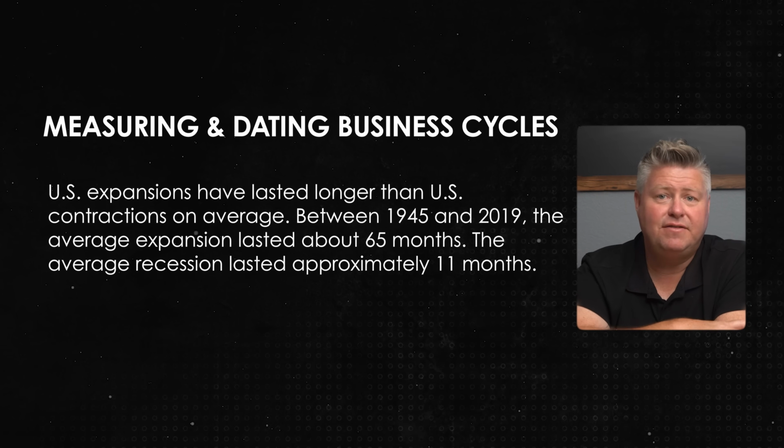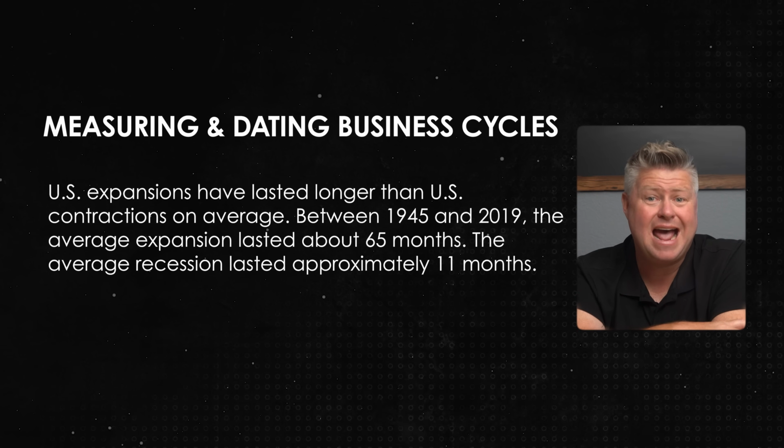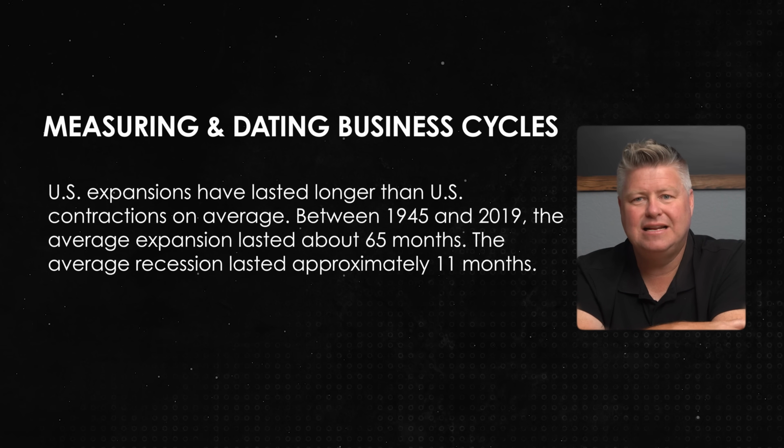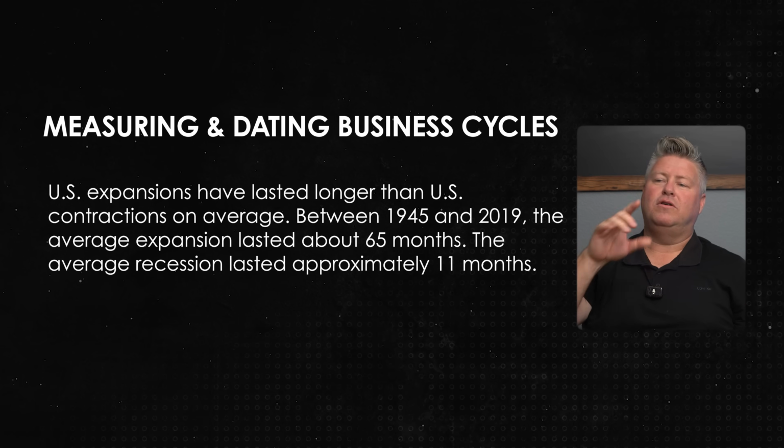Now, U.S. expansions have lasted longer than U.S. contractions on average. Between 1949 and 2019, the average expansion lasted about 65 months. The average recession lasted approximately 11 months. So now think about this. The old adage: bears or bulls climb up stairs, right? A bull market slowly ticks up the stairs and it takes a long time, but bears jump out of windows. Meaning that when people figure out that things are bad, everyone's heading for the exits. And that's why economic expansions last so long.